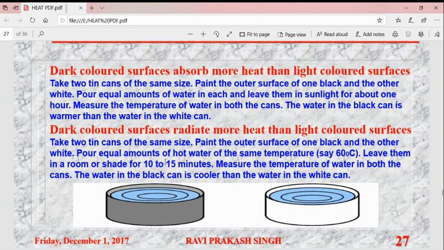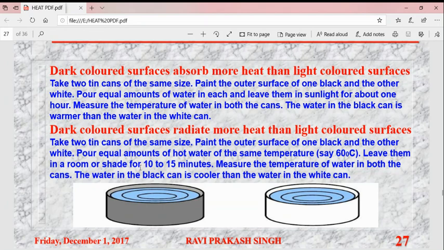Here the temperature will rise, right? Here the water will be heated very fast, even more. But in the white can, the water is less heated. This means the darker objects absorb more heat as compared to the lighter objects. This is the property of dark color surface and light color surface in absorption of heat. Even a dark color surface radiates more heat than a light color surface.